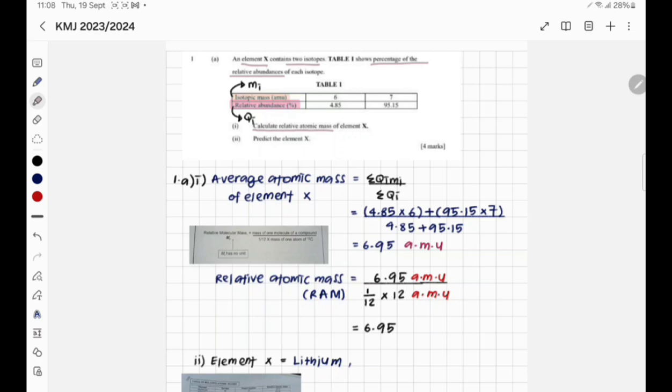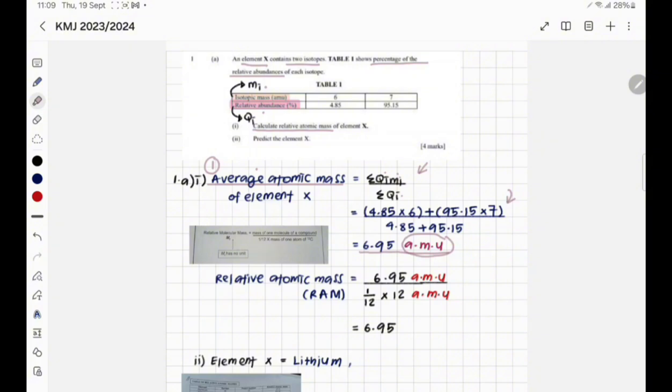Okay, before proceeding to relative atomic mass, kita kena start dulu with average atomic mass. So, average atomic mass, cara nak dapat dia is using formula which is KMKJ. So, K kita adalah relative abundance, M kita adalah isotopic mass. So, insert in the equation and make sure we don't confuse lah yang mana K and yang mana M. And then, jawapan dia kita akan dapat 6.95. But since it is average atomic mass, dia ada unit which is AMU.